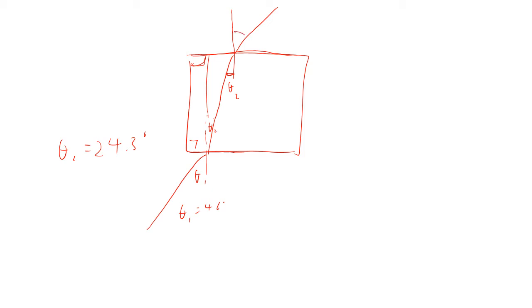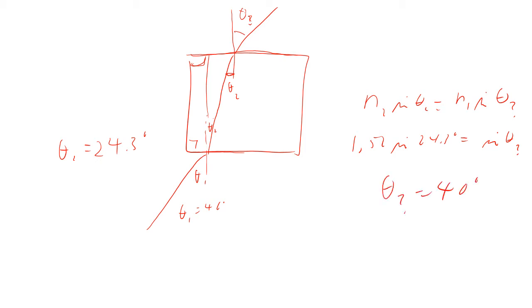Okay, so the angle up here, the unknown angle, well, we know that N2 sine theta 2 equals N1 sine of the unknown angle. Well, wait a minute, this is 1.56 sine of 24.3 degrees equals 1 times sine of theta. You do some math, theta is 40 degrees. Well, it's got to be 40 degrees. So this has got to be 40 degrees up here.